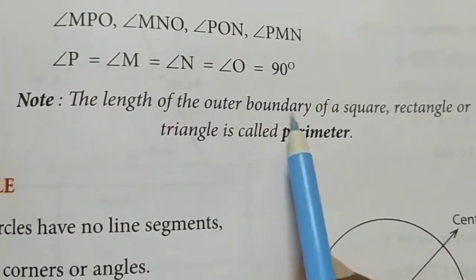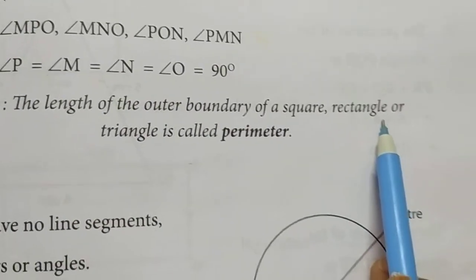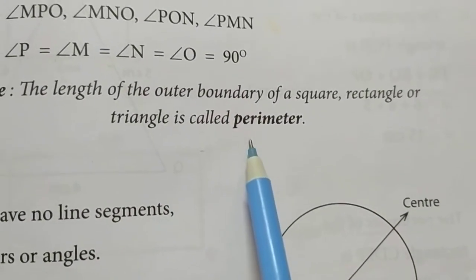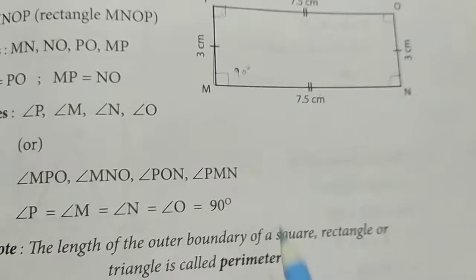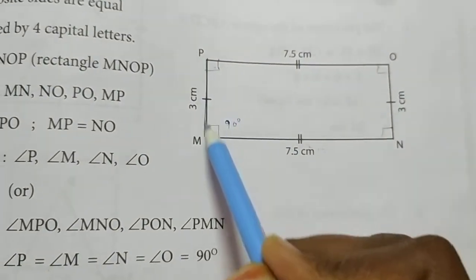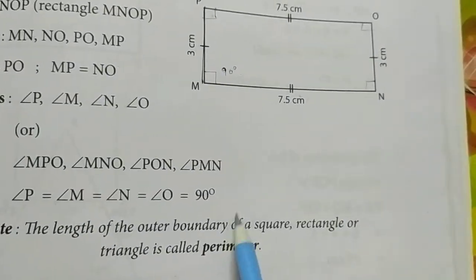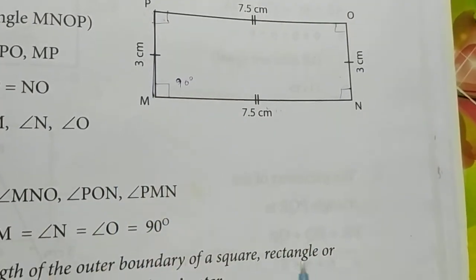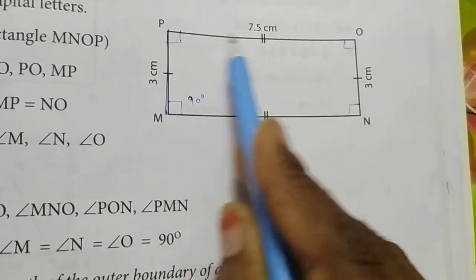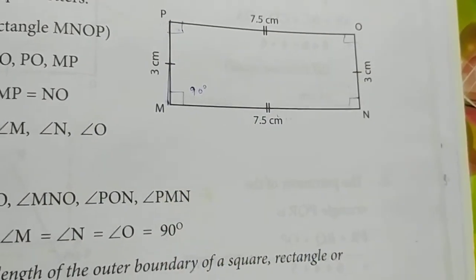The length of the outer boundary of a square or rectangle or triangle is called perimeter. What is perimeter? The length of the boundary of a square, rectangle or triangle, all these sides form a boundary. See, that is called as a perimeter. This boundary is called as a perimeter.